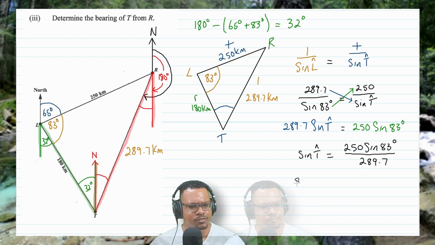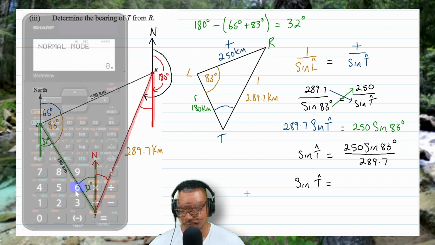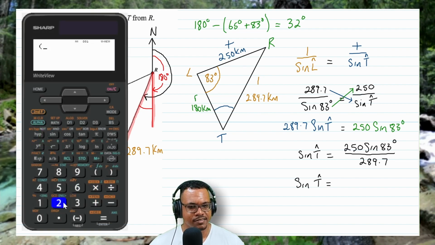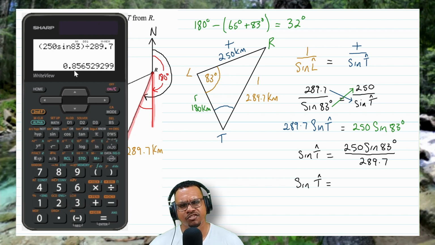So sine capital T is equal to, I'll go on my calculator and open brackets and put 250 sine 83, close brackets, and then divided by 289.7. And I'll get this decimal here, 0.8565. So I'll write this as three significant figures. So 0.856, stop here. After is a 5, so this will go up by 1, so 0.857.